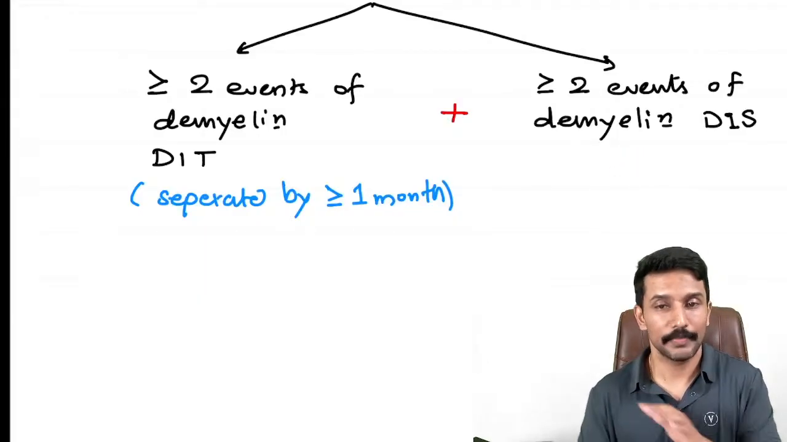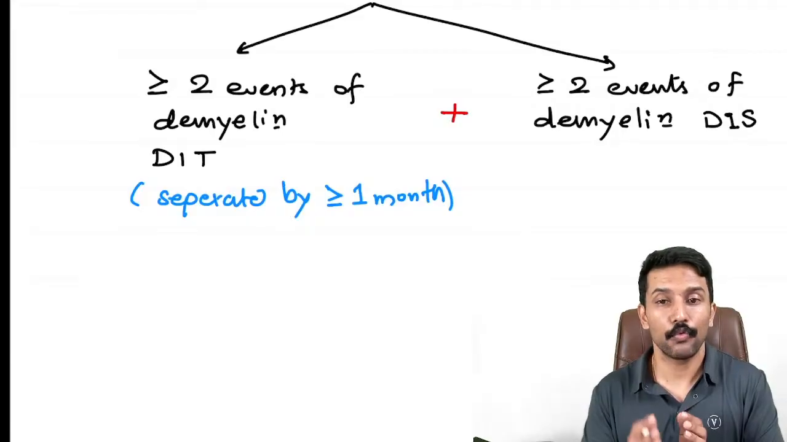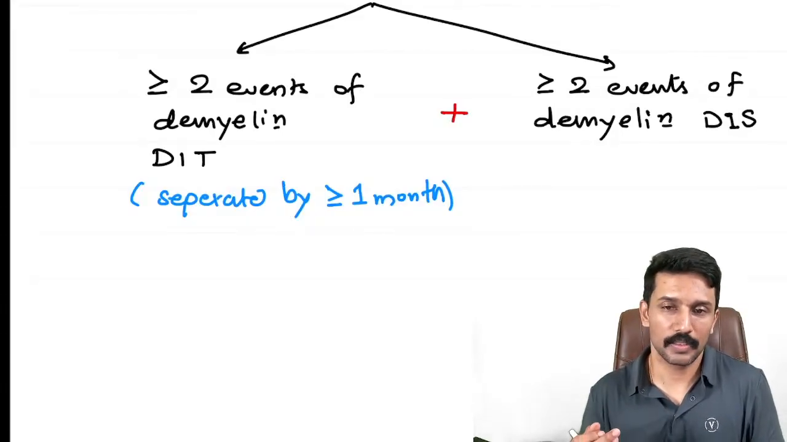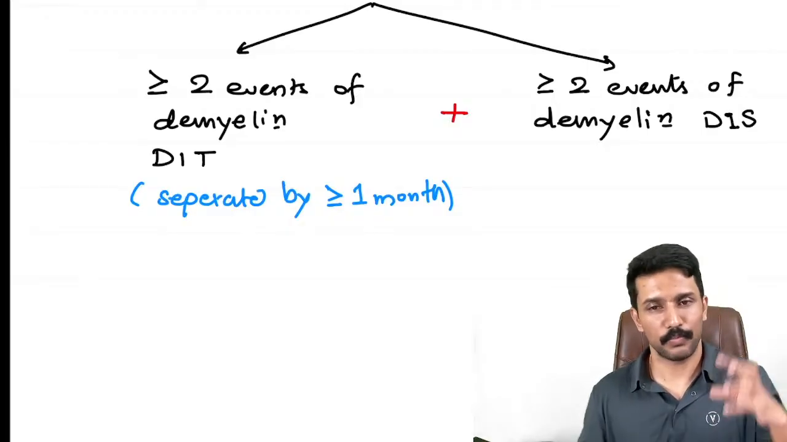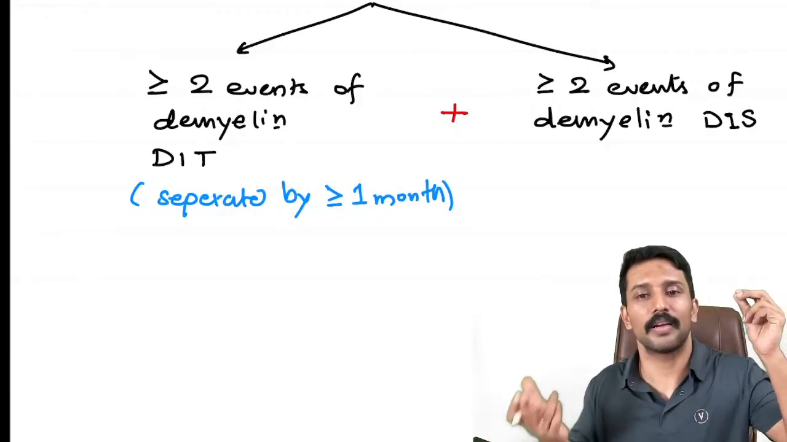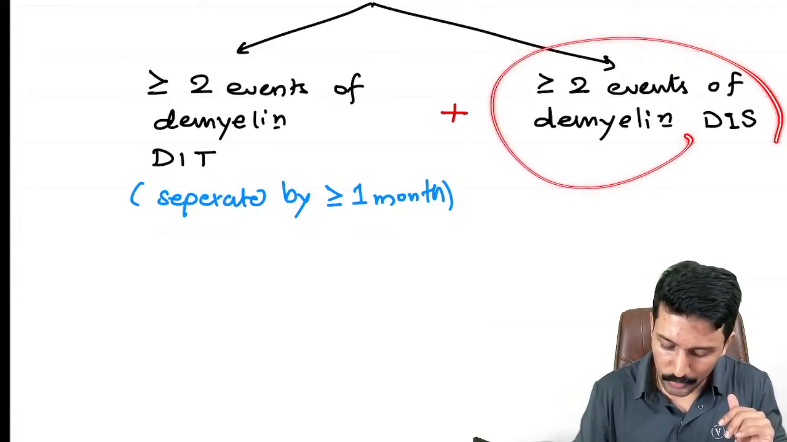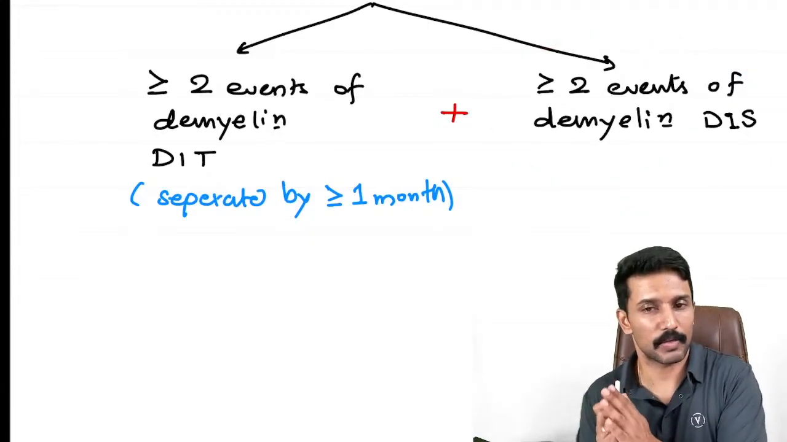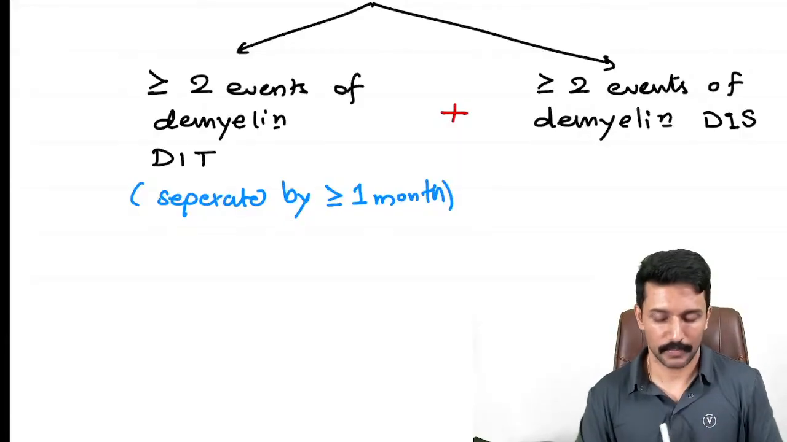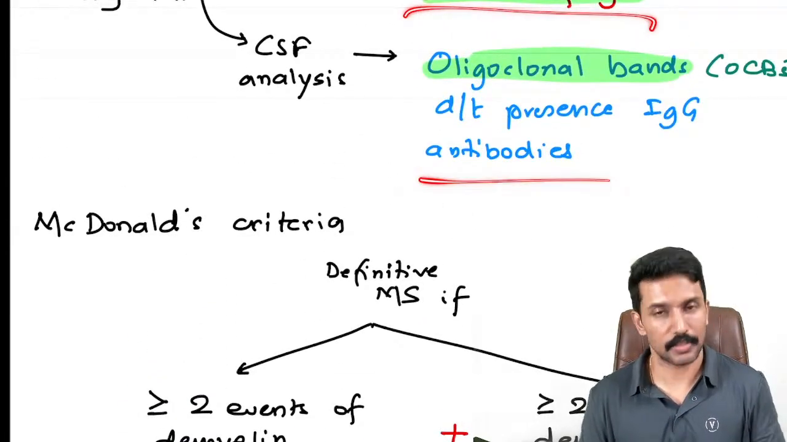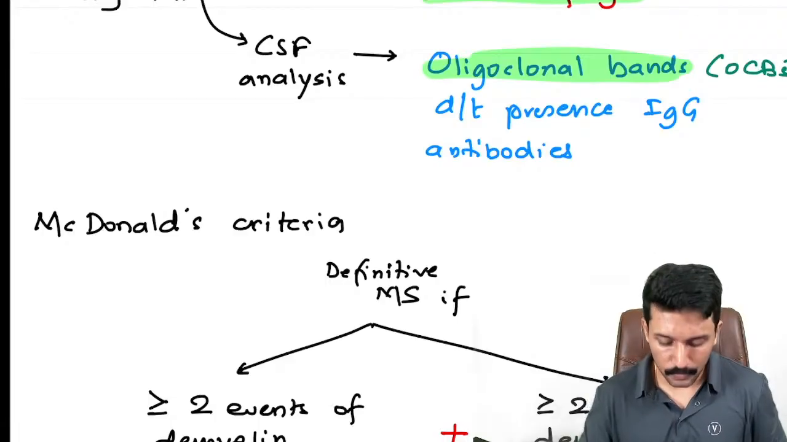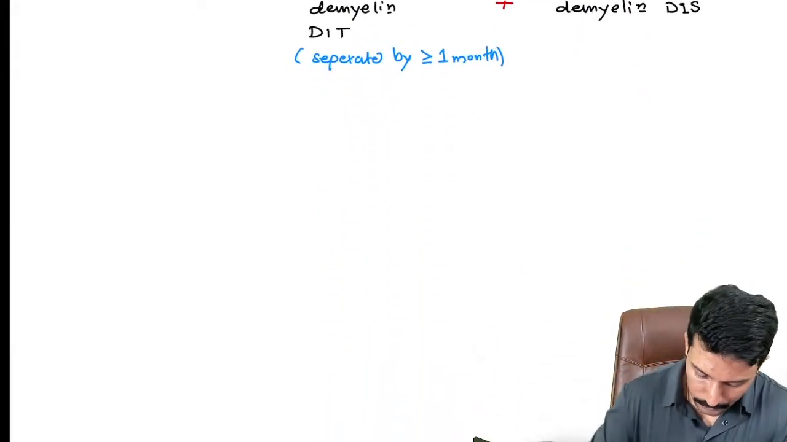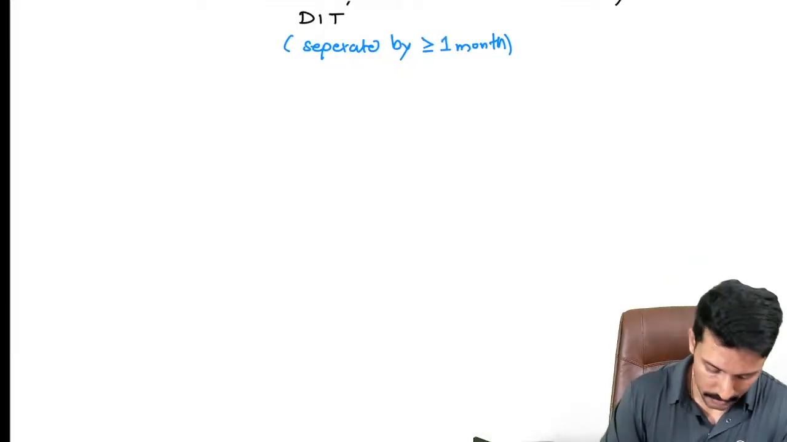In that case, if I have to diagnose clinically, what should I do? I have to wait for one more event of demyelination to happen. Maybe 4 or 5 months later, the patient comes with motor weakness. Now previously cerebellum, now pyramidal tract, 2 different anatomical structures. Now dissemination in space is also satisfied. Then I can label it as definitive multiple sclerosis according to McDonald's criteria. Otherwise, you can always take the help of investigations to establish the diagnosis. Now, once you have diagnosed, before we go to the management, we will quickly recap the disease behavior.